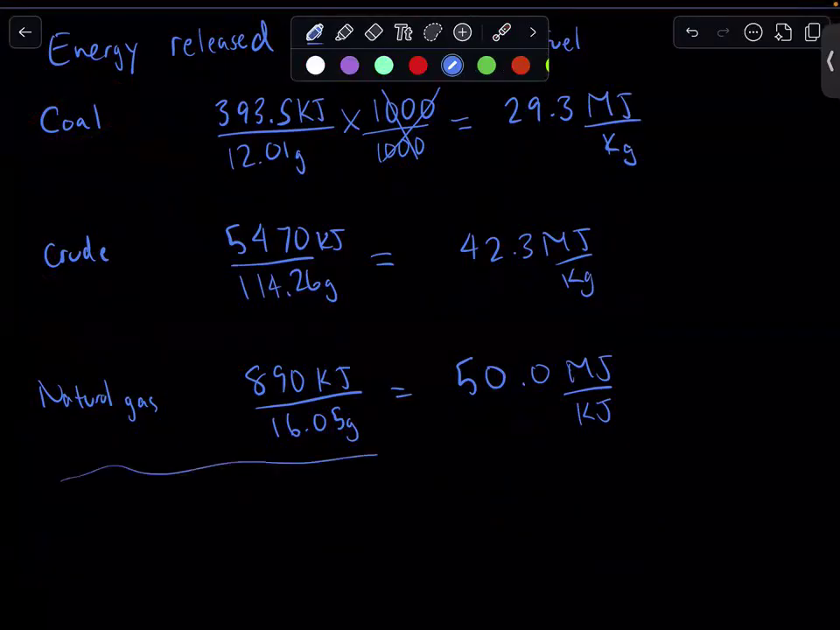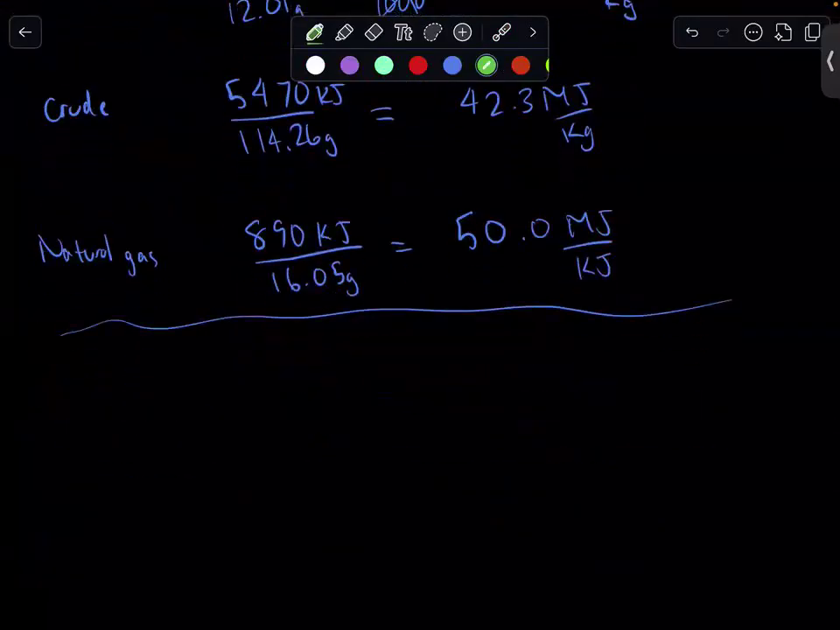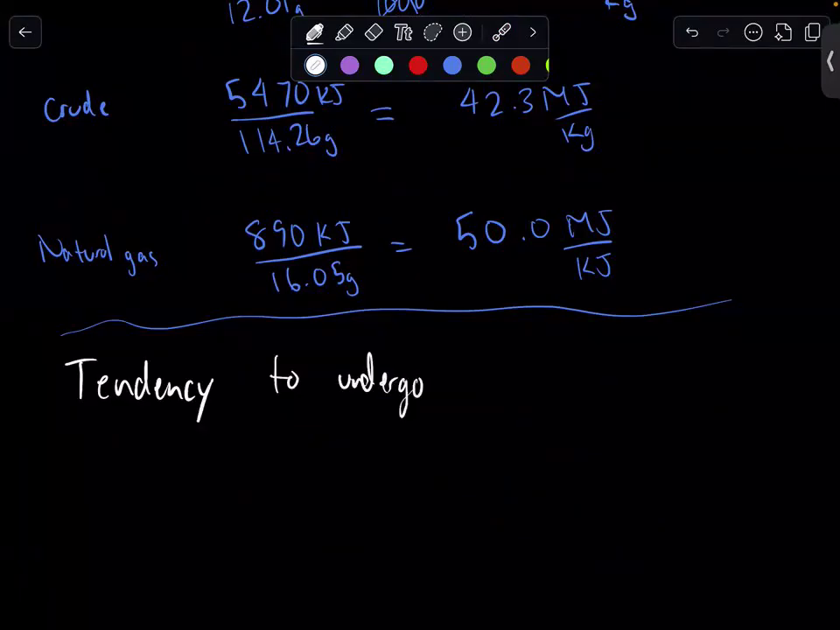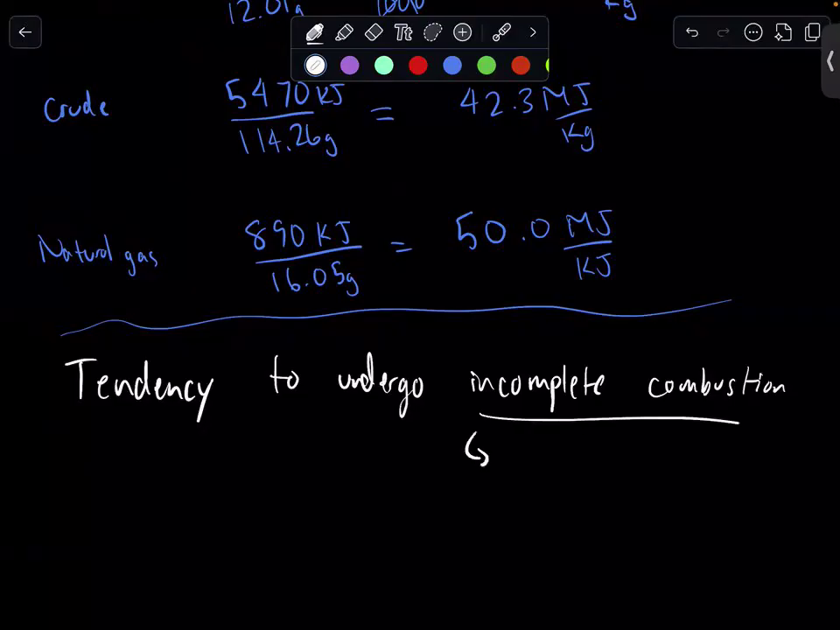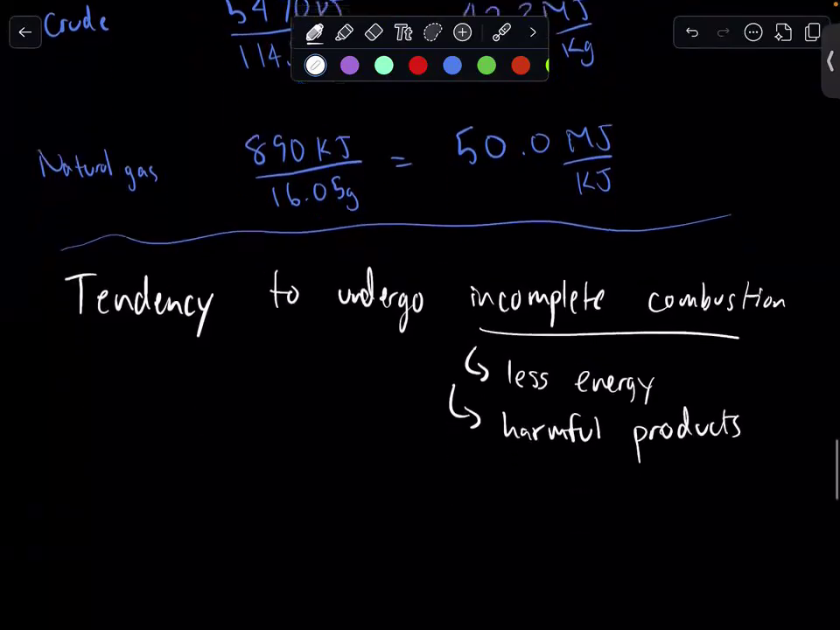With all this said, there's one final metric we want to look at because this is important. What about the tendency to undergo incomplete combustion? So we don't want incomplete combustion. When you undergo incomplete combustion, a couple things happen. One, you get less energy. Two, you make harmful products like carbon monoxide. And lastly, it's just more of a hazard.